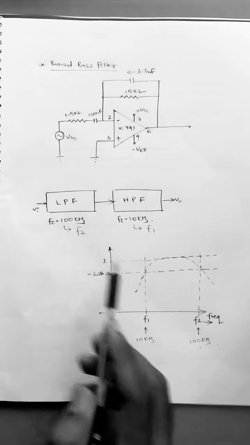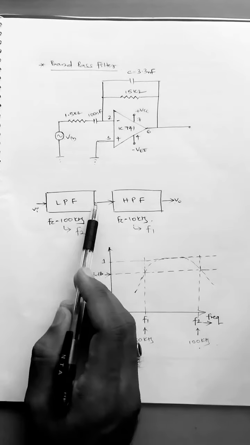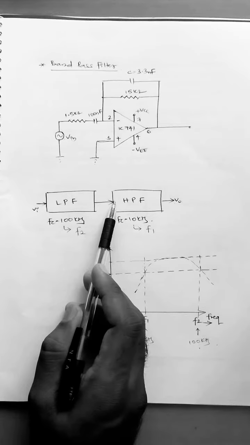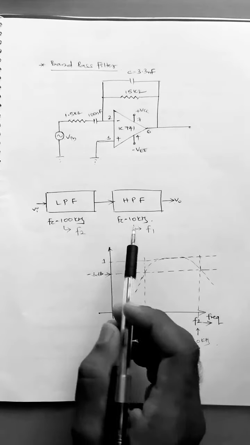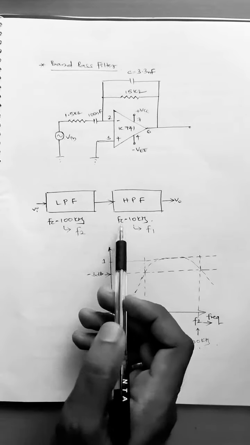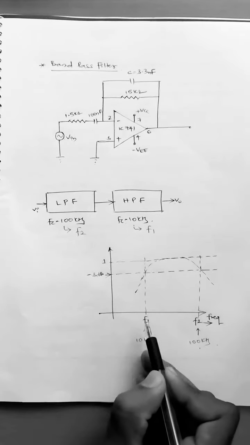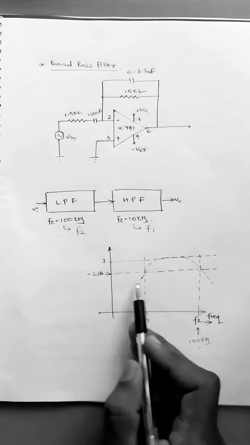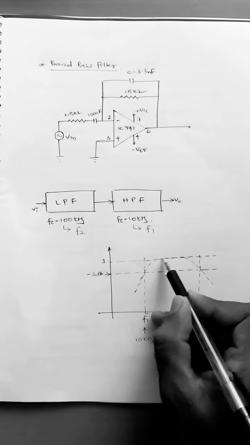Similarly, the output, this signal is given to the HPF. What is HPF? It blocks the lower frequencies and allows the higher frequencies. Lower frequencies than what? Than FC. So it is marking the 10 kHz here, and below this all the signals are blocked and it is only allowing this.